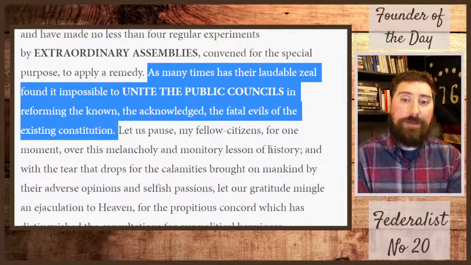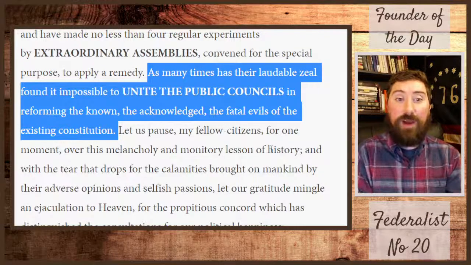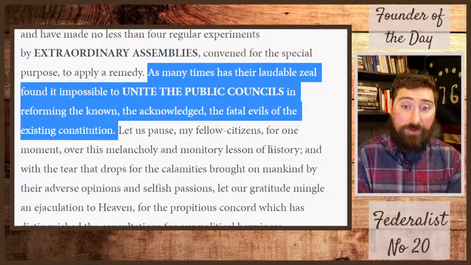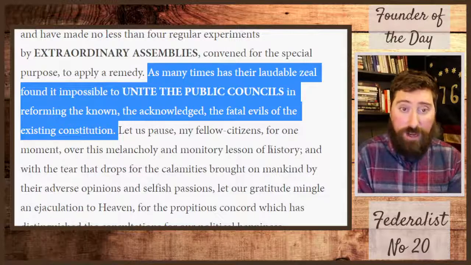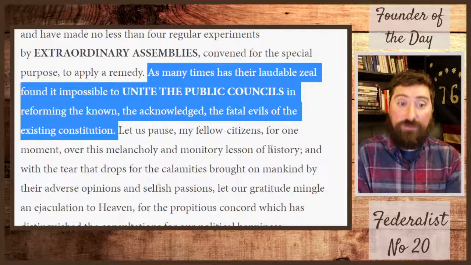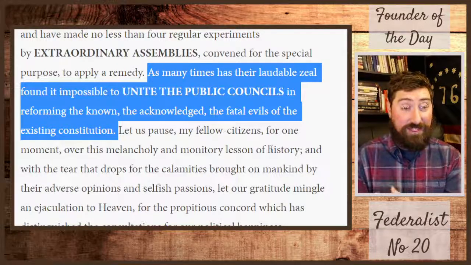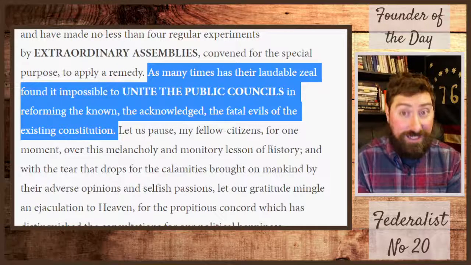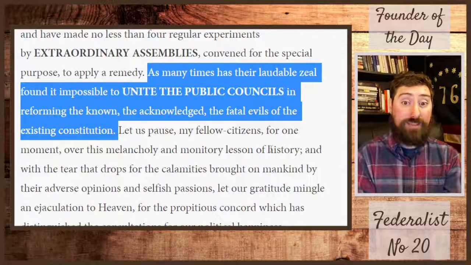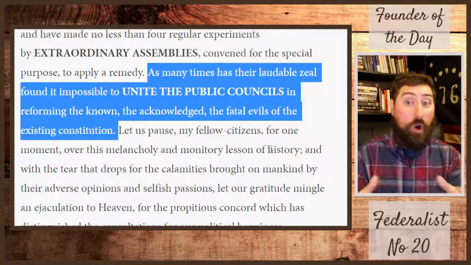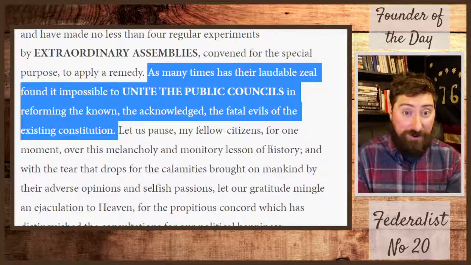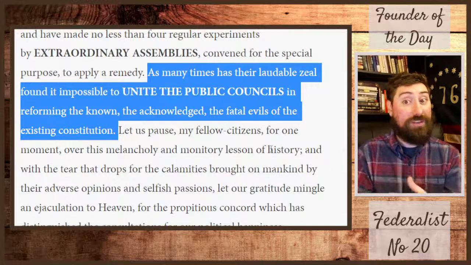As many times as their laudable zeal found it impossible to unite the public councils in reforming the known, the acknowledged, the fatal evils of the existing Constitution. So they called these assemblies together because there were known problems and they could not unite all of the states under one banner. They had so much trouble doing it, so they called in these conventions.